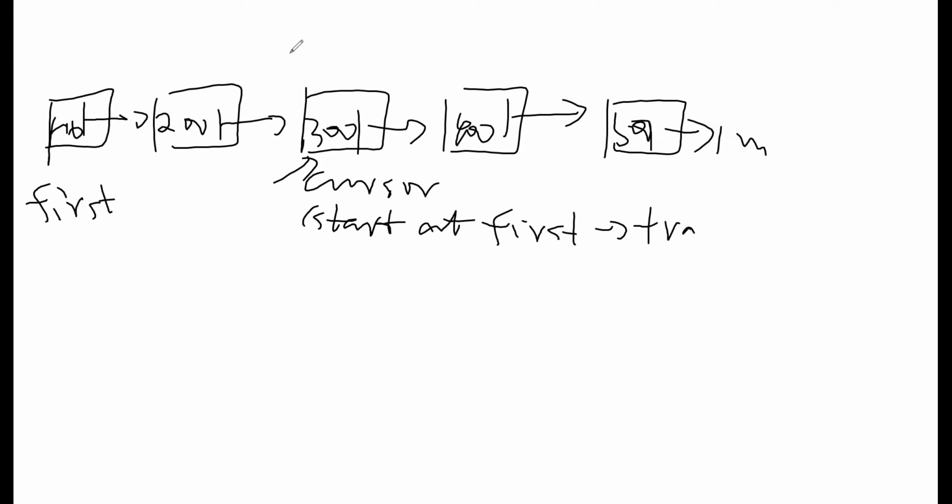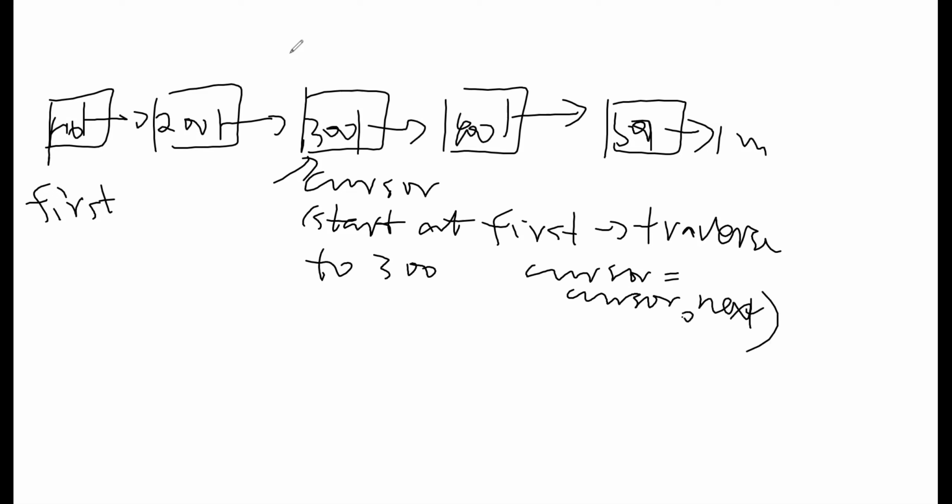Then it involves traversing to 300. How do we traverse? Cursor equals cursor's next. That's what we call advancing it. You advance the cursor to the next. But like I said, what you care about is you need to reconnect 200's arrow to 400. Then you can remove the 300. But the question is, how do I keep track of 200?